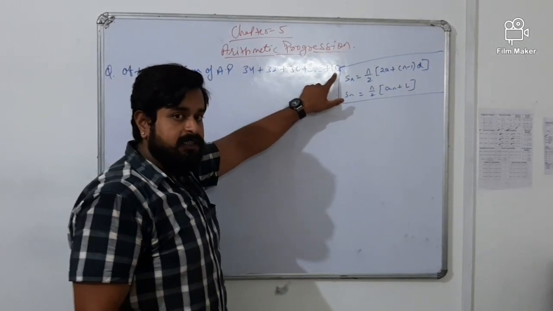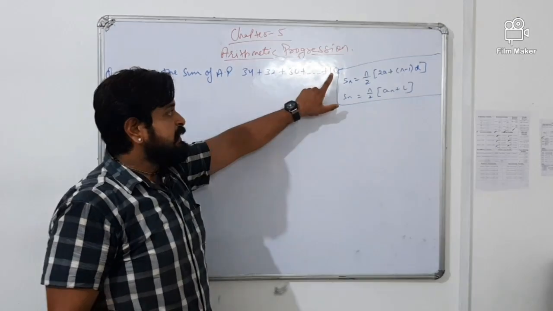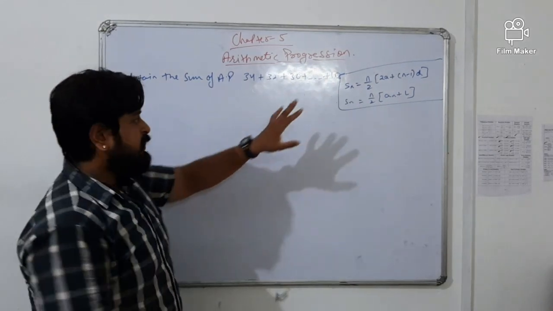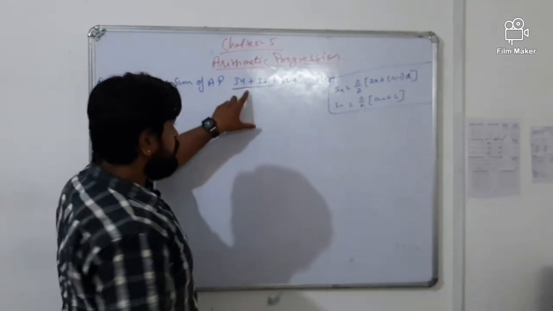The 10 is not the value of N here. This is not the value of N actually. This is the last term only, 10. And now this is the AP which is given to you. This AP is a little bit different.